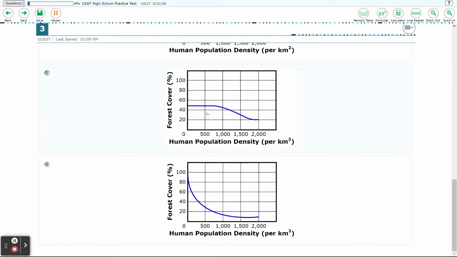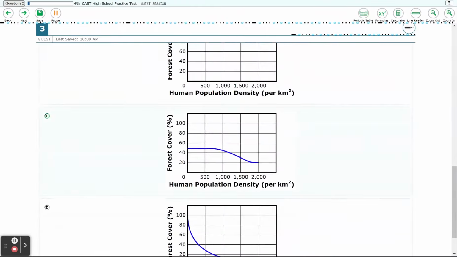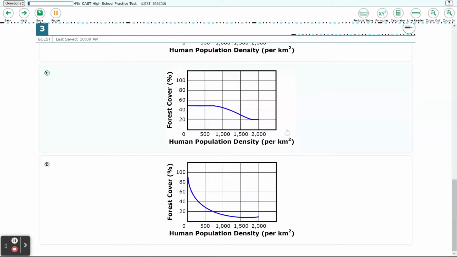Here we have an interesting choice. Apparently, they're chopping down half the forest cover to begin with. So we start with about 50%. The one thing about this, though, is it does level out here. So it looks like the trend is, if we were to get more than 2000, it would just stay at 20% forest cover, which could be good compared to the other ones, if we're going to get to places like Singapore that have 18,000 people per square kilometer.